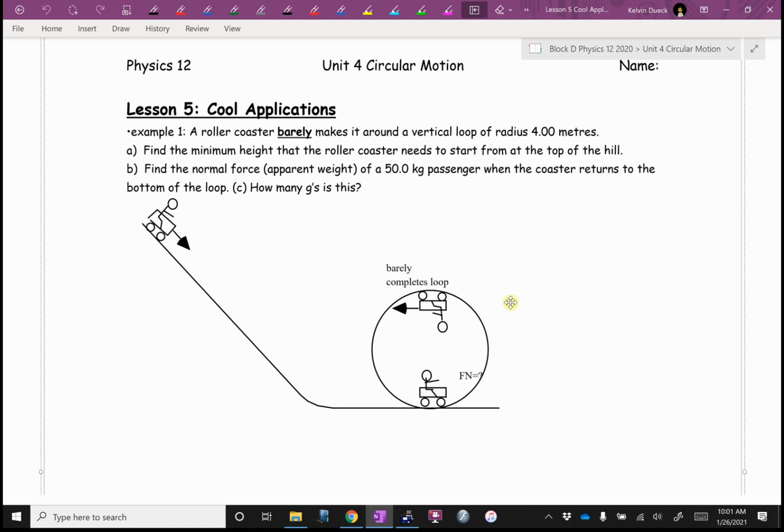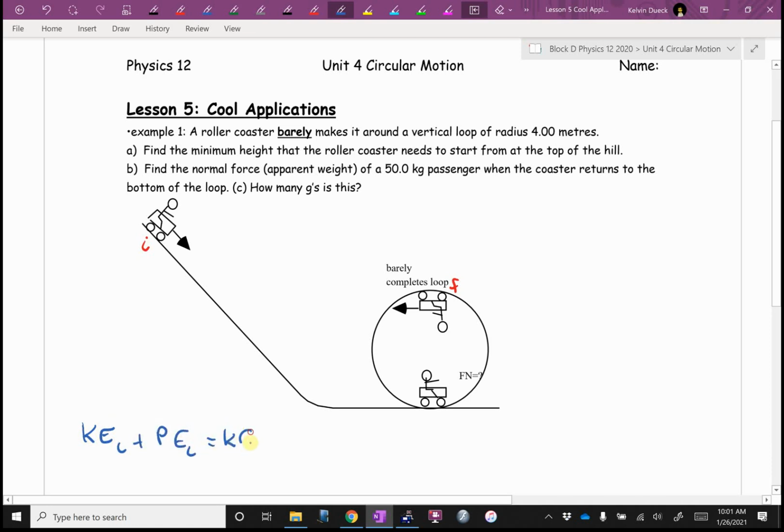I think we'll try starting out with conservation of energy. Except I'm going to let initial be right here. I'm going to let final be top of the loop. That's where I'm focusing, to make sure we make it through. Okay? So we're going to start out like this. KE initial plus PE initial equals KE final plus PE final. And we're going to, Wes, ignore heat. We're going to lube this roller coaster down pretty good.